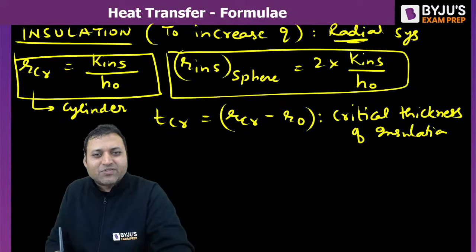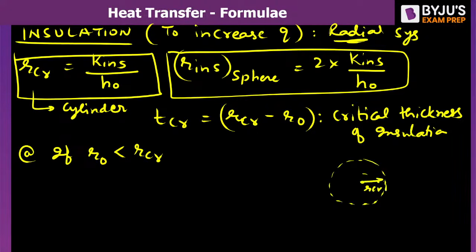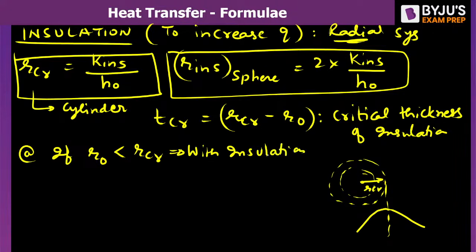t_cr is the critical thickness of insulation, that is r_cr minus r naught. Now, if r naught is less than r_cr, for example, this is r_cr. At r_cr, the heat transfer will be maximum and then it will decrease. If r naught is less than r_cr, then with insulation, heat transfer rate increases first.